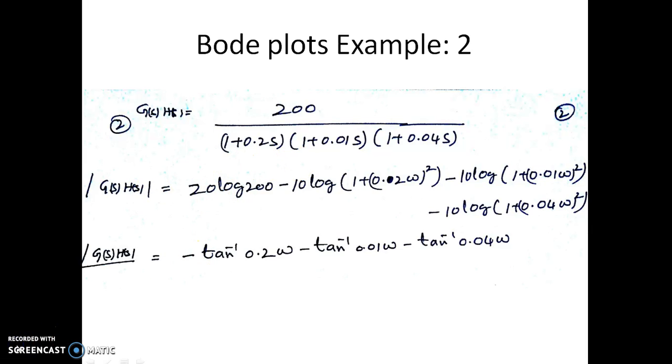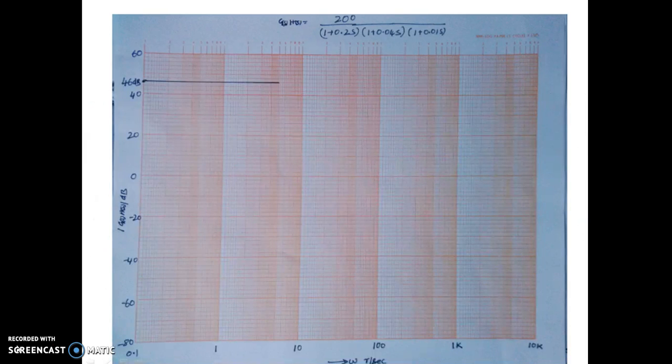Let us start plotting the magnitude plot for this. Because here we are drawing the resultant plot directly, the first term is 20 log of 200, which happens to be 46 dB. So till 5 radian per second, 1 over 1 plus 0.05 s corresponds to a pole at 5 radian per second. Till that point the slope is 0 dB per decade. So till 5 the slope is 0.